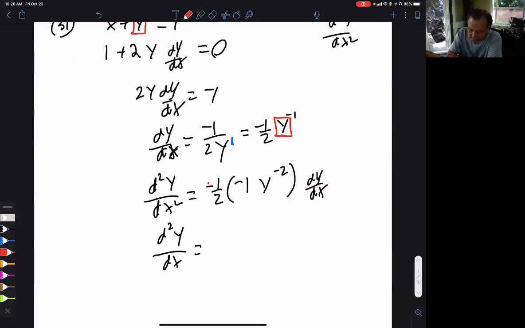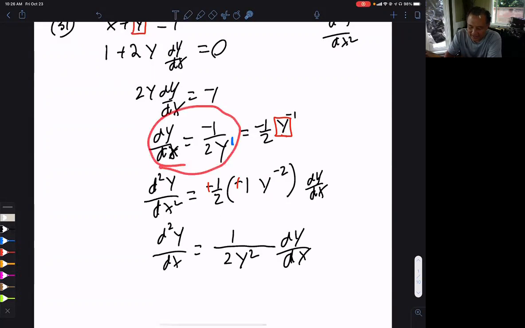So I like these two negatives because they cancel. And I have a top and I have a bottom. On the bottom, I have a 2, and that negative moves this to the bottom. So I have 2y squared on the bottom, and then I have a dy/dx. dy/dx is our issue. We want our answer with just x's and y's. So what do we do? Look, we know dy/dx. It's negative 1 over 2y.